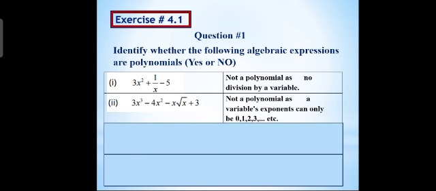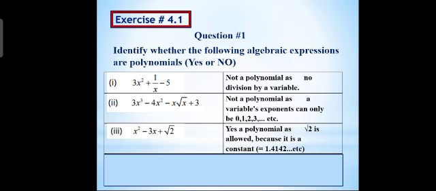Next, 3x cube minus 4x square minus x square root of x plus 3. You can observe in the third term, x square root of x, that the square root of x is x raised to power 1 by 2. That is not a non-negative integer, because this is 1 by 2. So it is not a polynomial, as a variable's exponent can only be 0, 1, 2, 3, and so on. So x raised to the power of any fraction is not allowed.